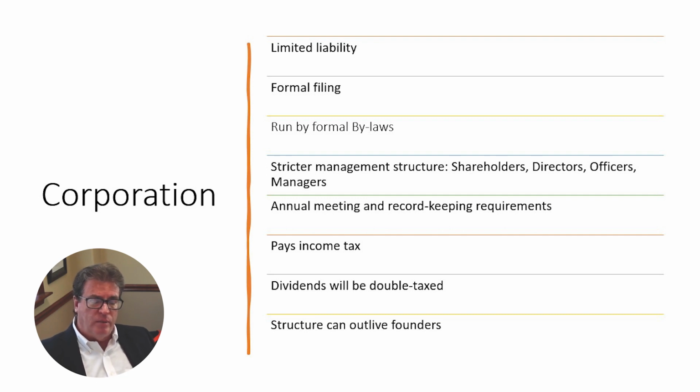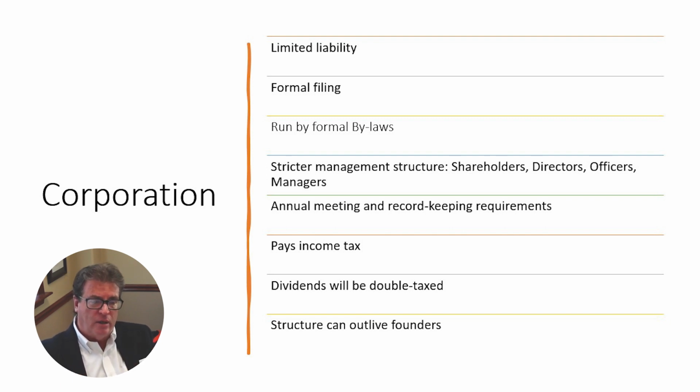But corporations become a different animal in that they're run by formal bylaws. And those bylaws are the rules of how that's going to work. And typically, it's got a very strict management structure. You've got shareholders who elect directors. Now, they may be the same people in a small, closely held corporation. And those directors elect officers, president, secretary, treasurer, vice presidents, and then they have managers under them. So a corporation is a very formal approach towards organizing a business.